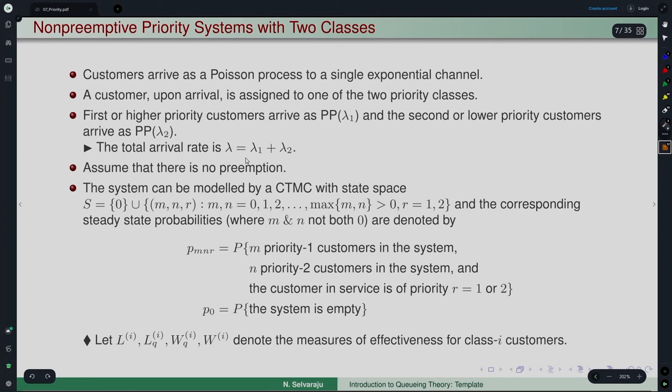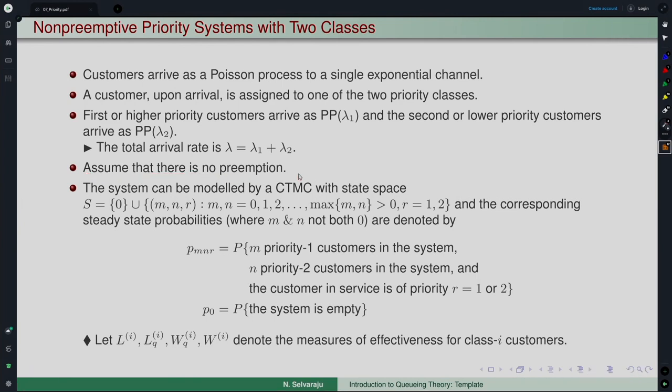So, that is the Poisson process with arrival rate lambda, which will be equal to lambda 1 plus lambda 2. And the probability of that assignment, if you are looking at this, will be lambda 1 by lambda as the corresponding probability you can think. Okay. And we also assume that no preemption takes place.